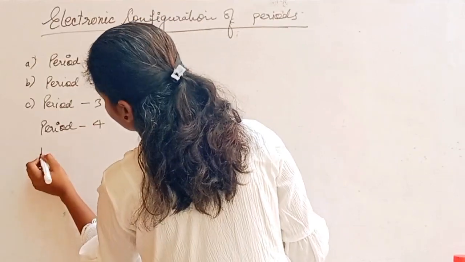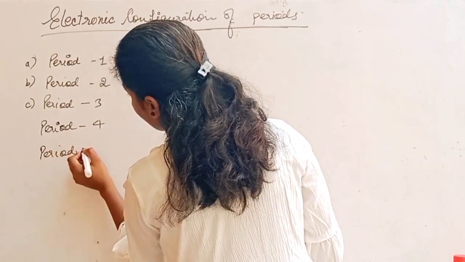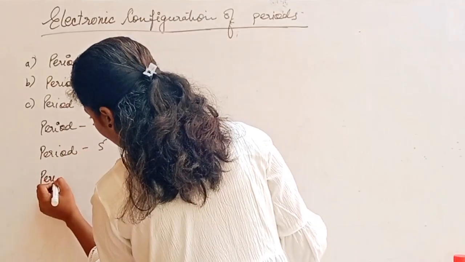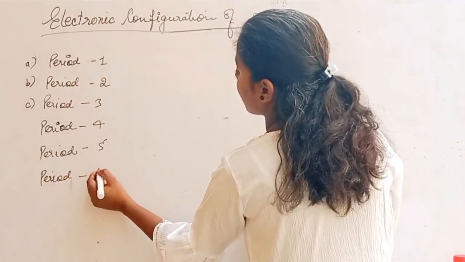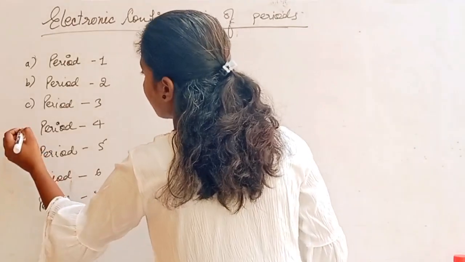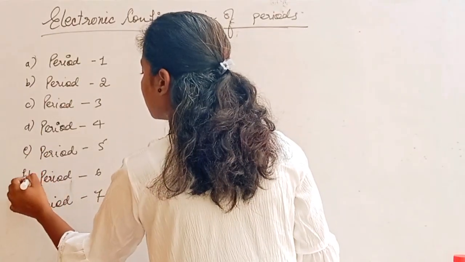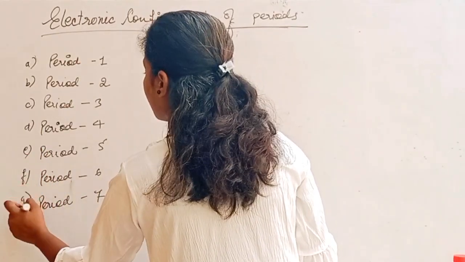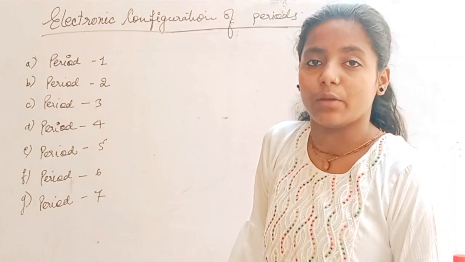Then, as we know, there are 7 periods: period number 4, period number 5, period number 6, and period number 7. So we all know there are 7 periods which exist.